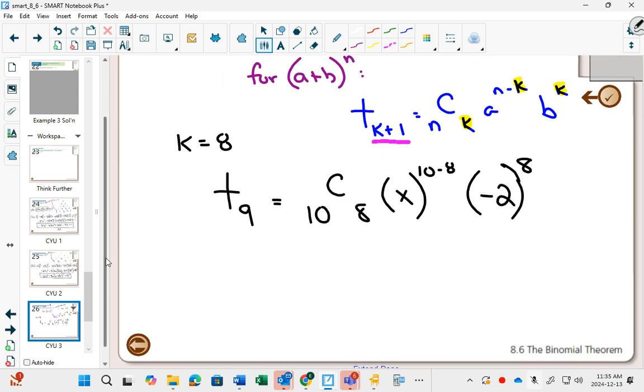In order not to make mistakes, do each of these things separately first. So go to your calculator. What is 10 choose 8? Put it in brackets. 10 choose 8. That's going to be 45. Okay? You see that this is going to be x squared. Put it in brackets. Simplify it. It's just going to be x squared.